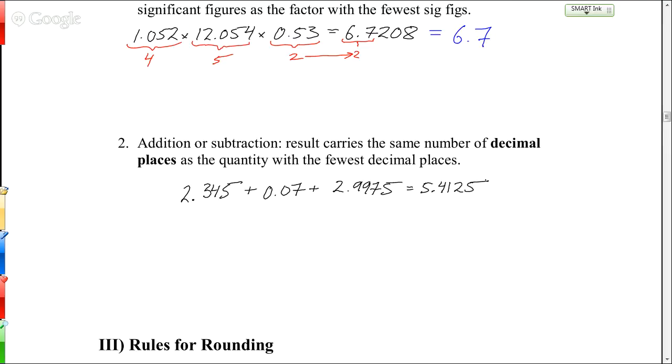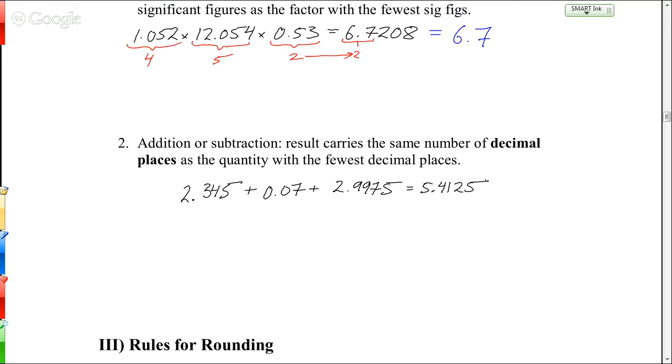Well, the fewest significant figures is the 0.07, so that would tell us just 1. But because we're adding, we're not generating or losing decimal places. And so instead of doing it this way, we actually stack these numbers up, lining up the decimal places, and then round the answer to the fewest decimal places.